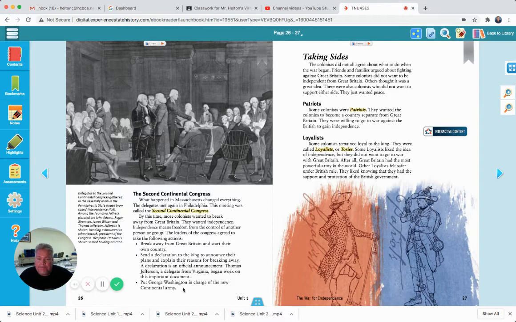Okay? Now, taking sides. The colonists did not all agree about what to do when the war began. Friends and families argued about fighting against Great Britain. Some colonists did not want to be independent from Great Britain. Others thought it was a great idea. There were also colonists who did not want to support either side. They just wanted peace.